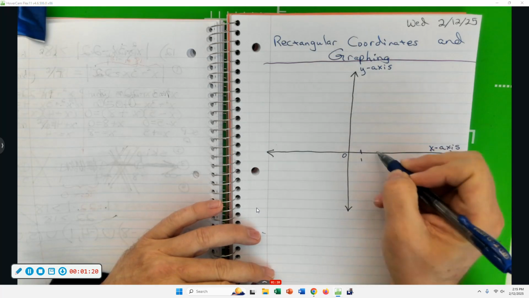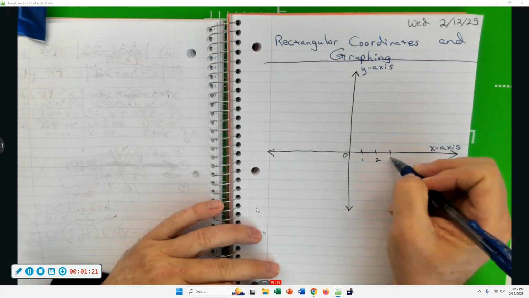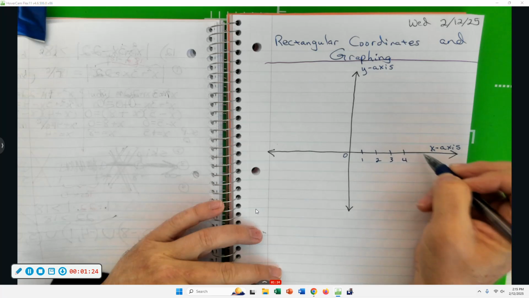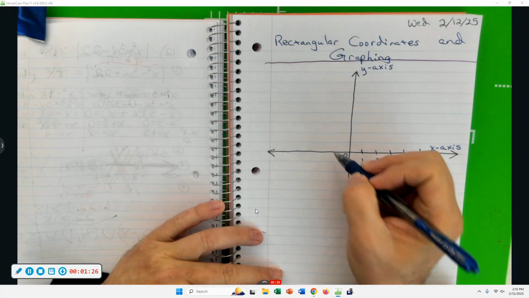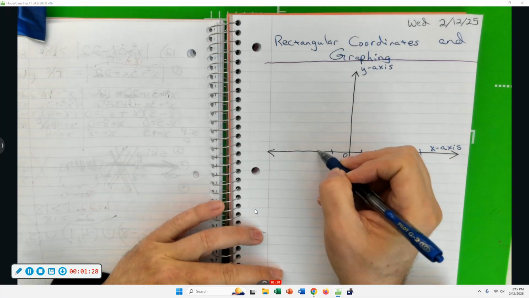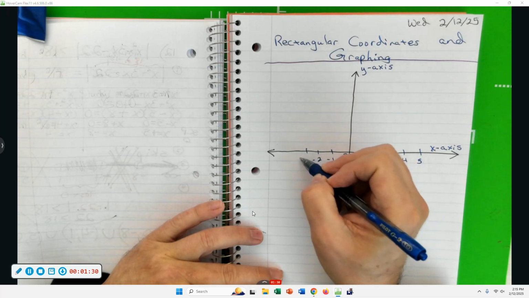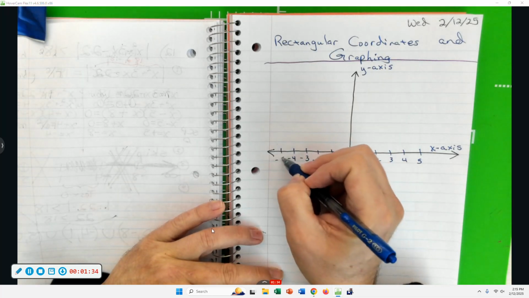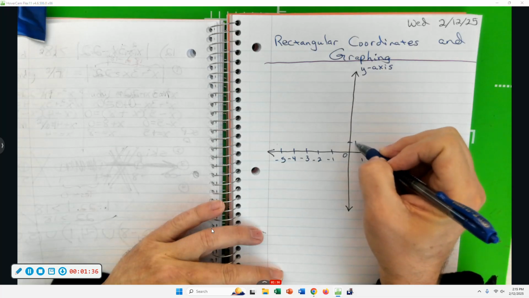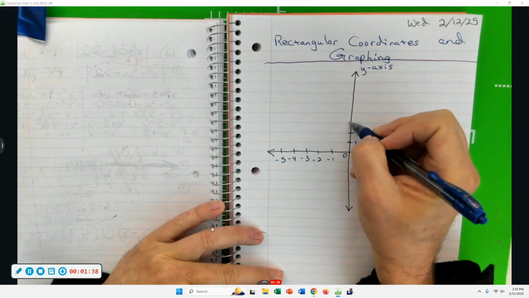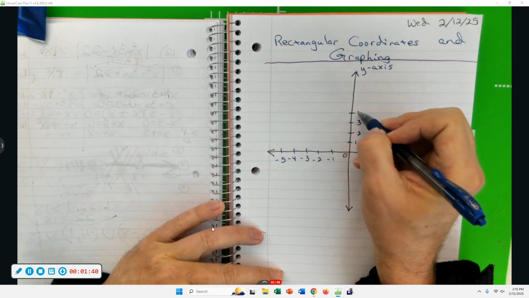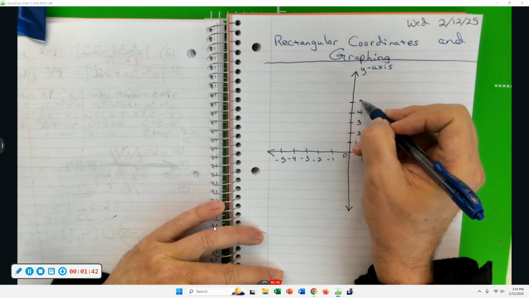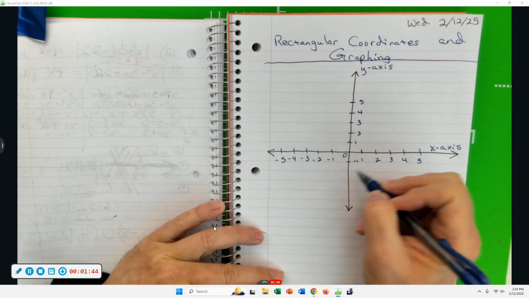So as I said, to the right is the positive direction. To the left is the negative direction. Up is positive. Down is negative.